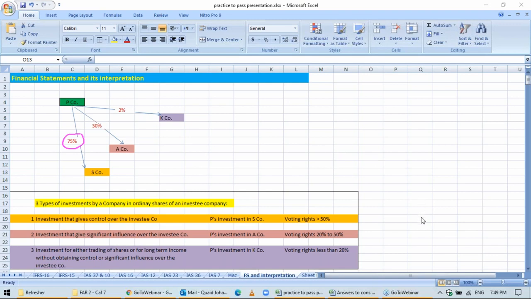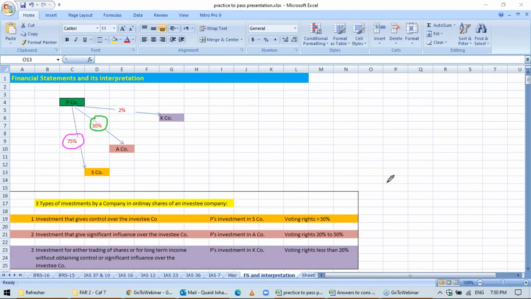So in case of the pink circle, there is a control of P company over the subsidiary, S company. S company and P's financials will be consolidated. In case of A company, the green circle, 30%. If P company has more than 20% voting rights, they can appoint some directors, but they cannot fully control all the decisions and make all decisions in favor of themselves. So A company is an associate. It's not a subsidiary. Their financials will not be consolidated. The equity method will be used.